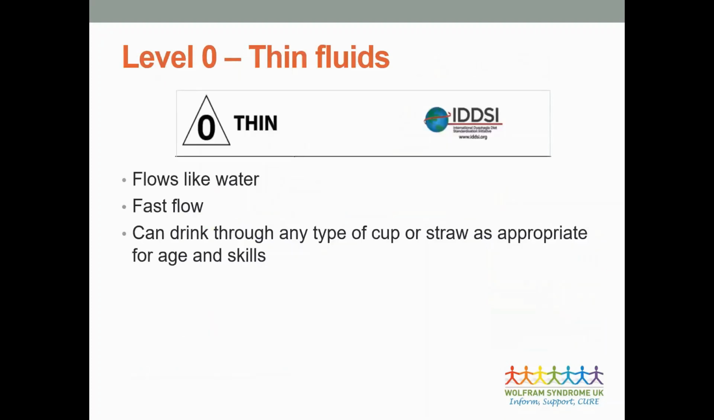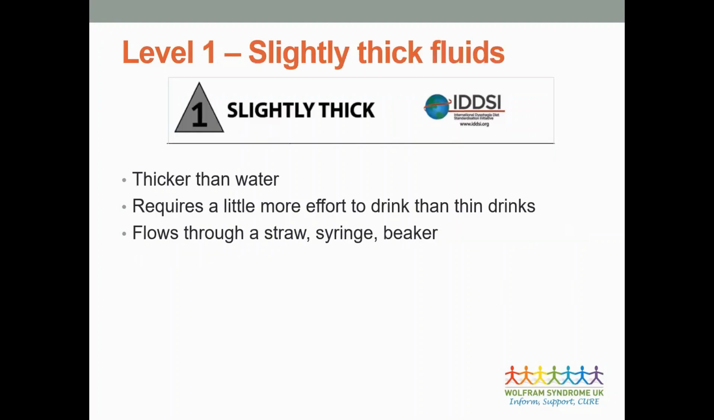So firstly, we have level 0, which is thin fluids, your normal drinks. So just your water, tea, coffee, anything that flows quite quickly, and you can drink from any kind of cup, any kind of straw. We use thickening powder when we make thicker drinks, and I'll be showing you that later. Okay, so level 1 is slightly thick fluids, and this is very slightly thicker than water and requires a little more effort to drink through a straw, but you can still get it through a straw quite nicely.